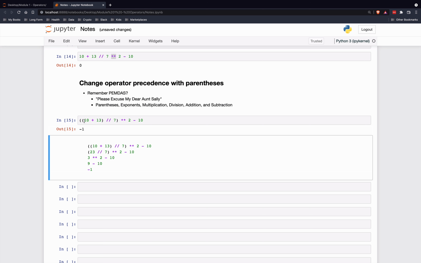So again, parentheses are not operators, but they are used to change operator precedence. And everything inside the parentheses gets evaluated first, and then you move on from there. Okay, so that's how you change operator precedence with parentheses.